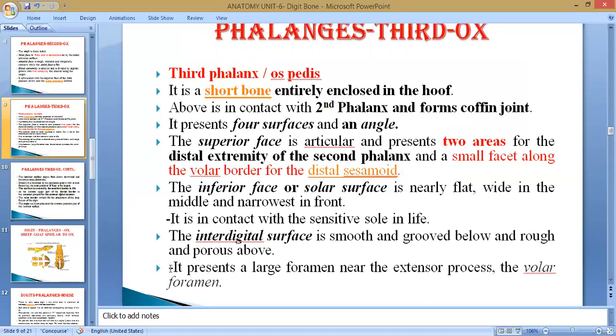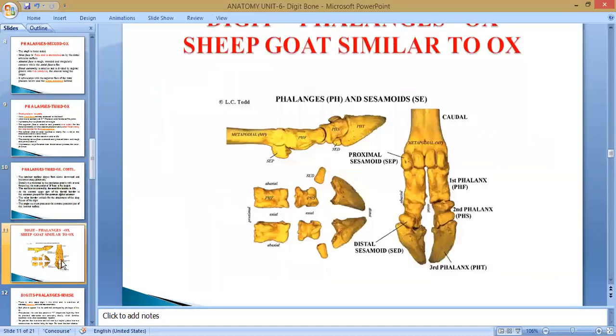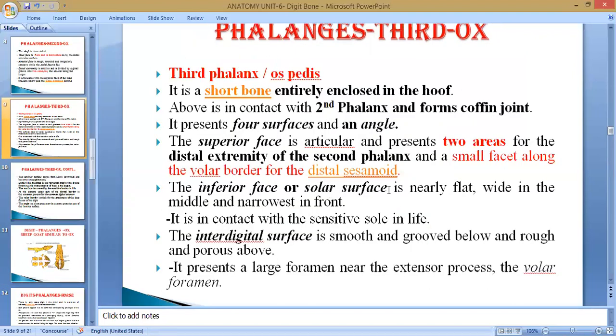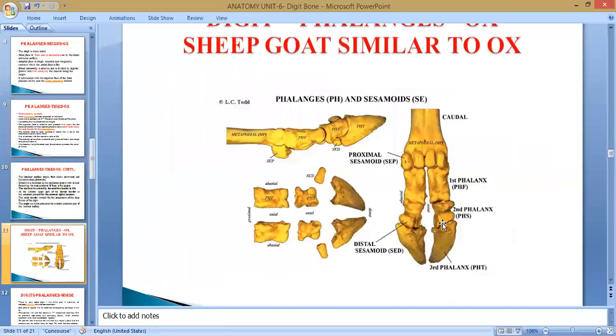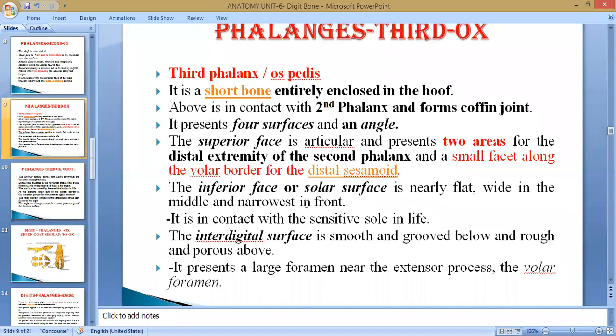Inferior surface or solar surface, this is the inferior surface. It is somewhat flat, you see here, somewhat smooth and flat. This sentence will clarify: the inferior surface, known as the solar surface, is nearly flat and wide in the middle and narrowest in front. This sentence is saying this surface is flat, and the middle part is more wide in comparison from here to here. This is the wide part, and gradually the wideness decreases and it converts into its pointed part. This is converted into the angle. So this is about the solar surface.